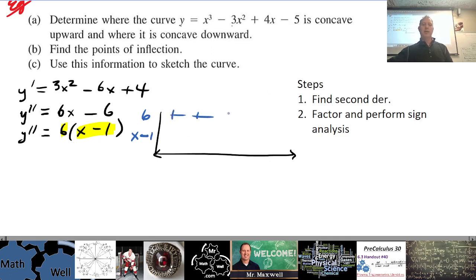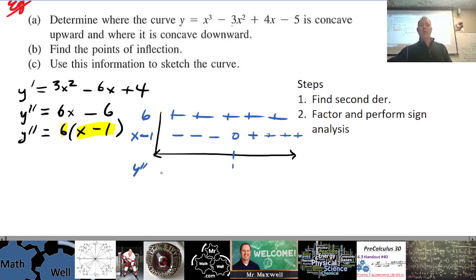Well, positive 6 is positive everywhere and it's never 0. So that's what that line looks like. This factor is 0 at positive 1, as I mentioned. It's negative before that. Any number less than positive 1, like 0, gives a negative value, since 0 minus 1 is negative. That's why we put negatives there and positives over here. Hopefully you remember sign analysis. But again, we're doing sign analysis on the second derivative, so we'll be able to tell the intervals for which the second derivative is positive and negative.